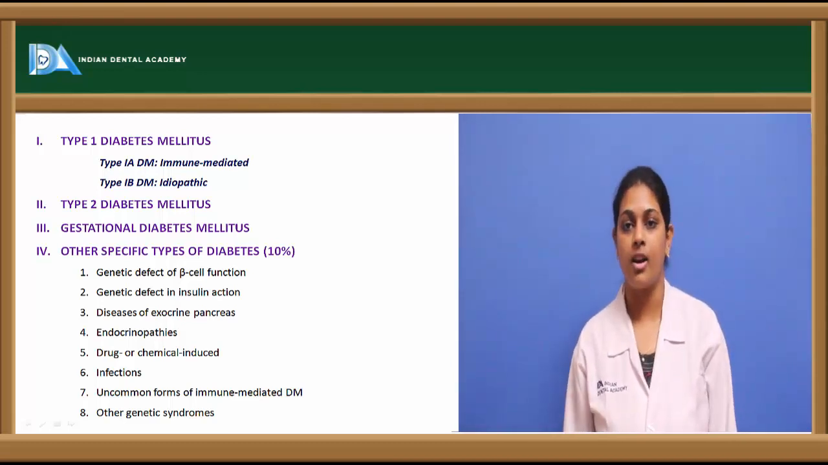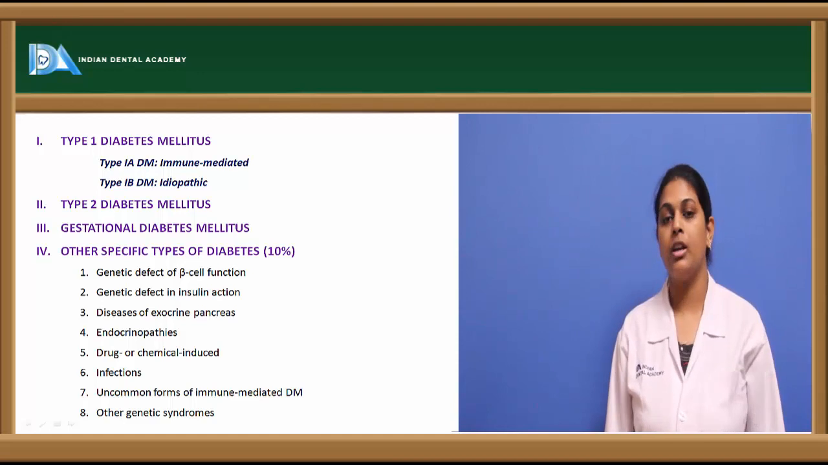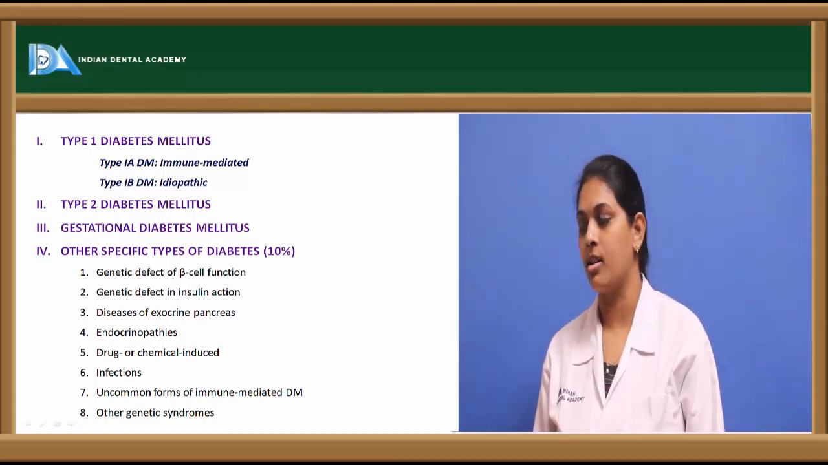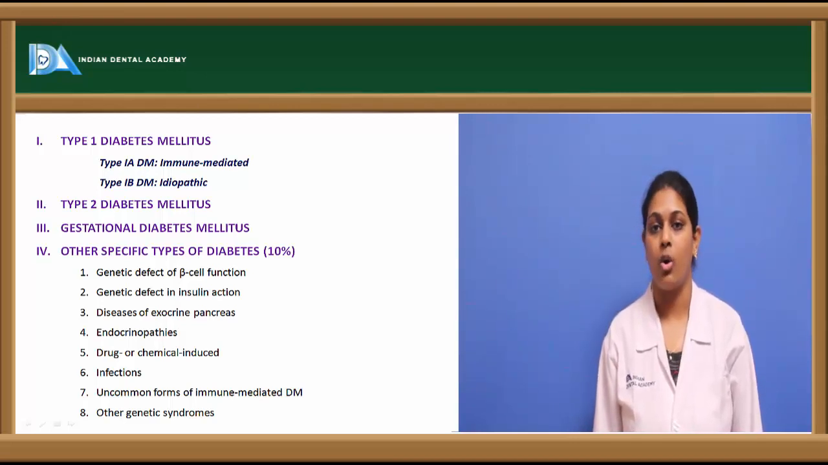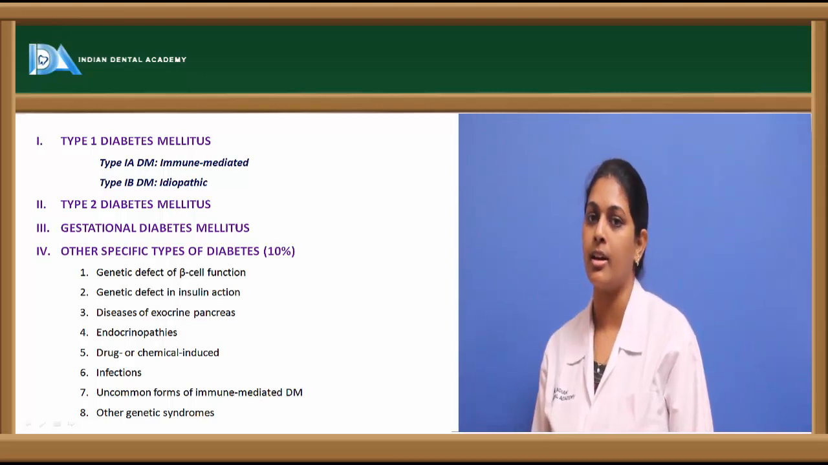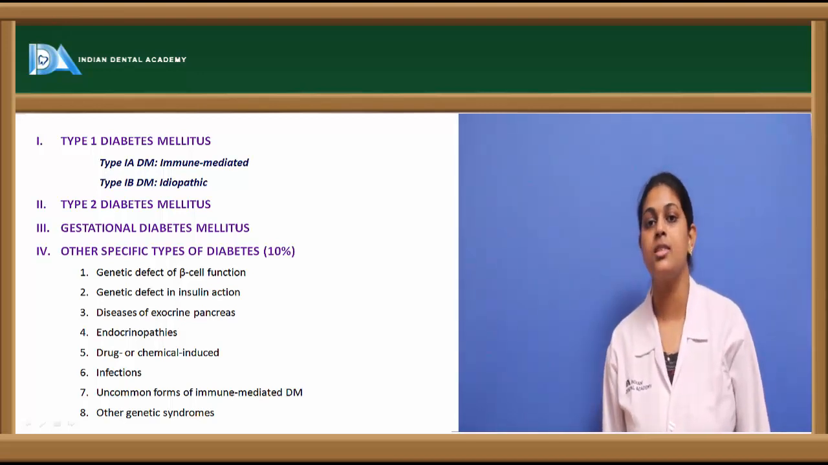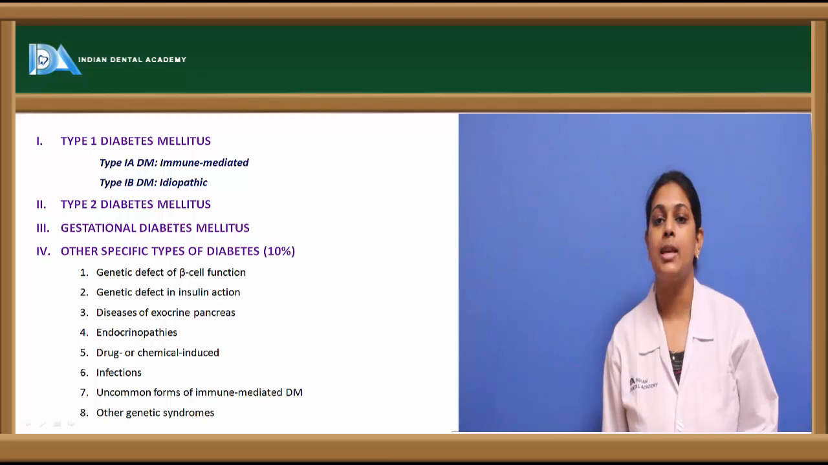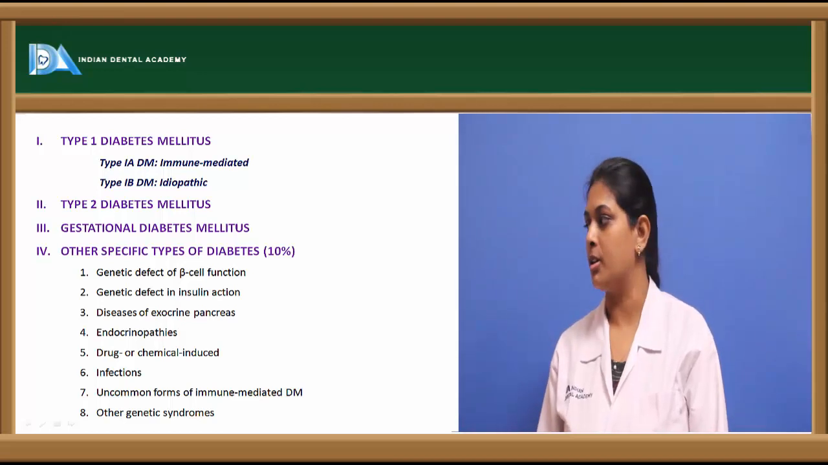And endocrinopathies, such as Cushing syndrome or acromegaly, are associated with diabetes mellitus. Then drug or chemical induced diabetes, such as in patients taking steroids or any hormonal imbalances, can also result in diabetes mellitus. Infections such as rubella and cytomegalovirus are also etiological agents causing diabetes mellitus. Then the uncommon forms of immune-mediated diabetes mellitus, that is, anti-receptors to the insulin receptor substrates, which result in failure in the action and cause diabetes mellitus. And among the other genetic syndromes are Down syndrome, Klinefelter syndrome or Turner syndrome, which help in developing the condition of diabetes mellitus.